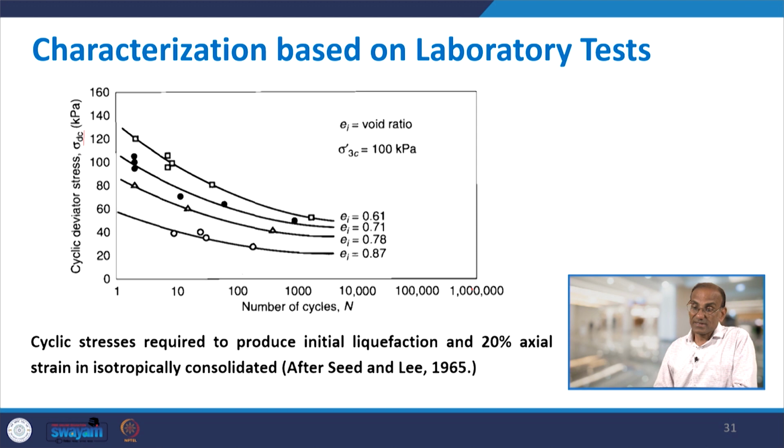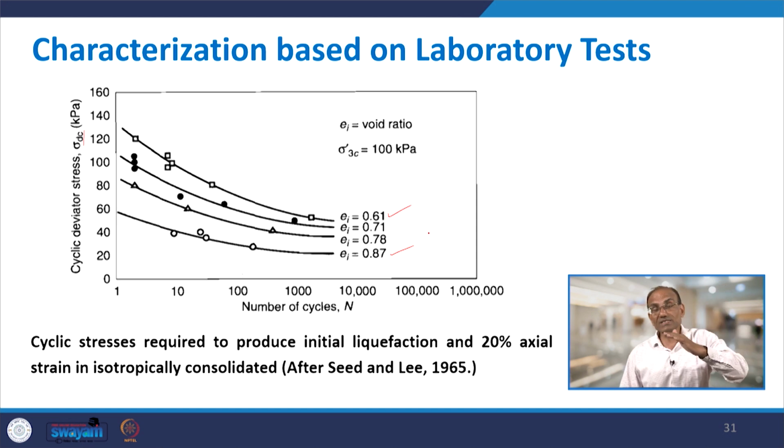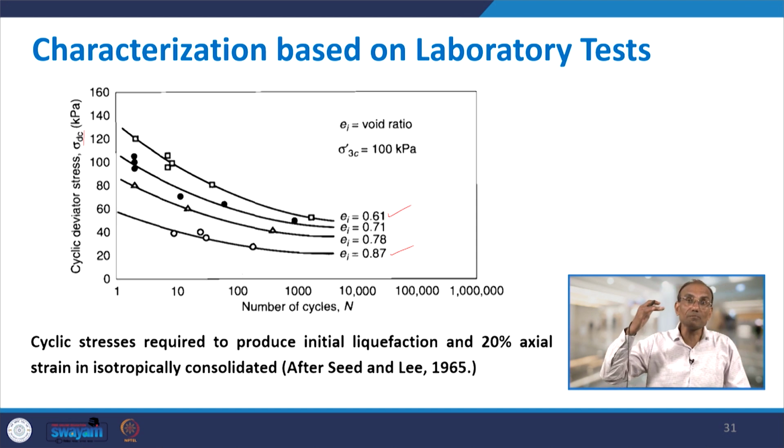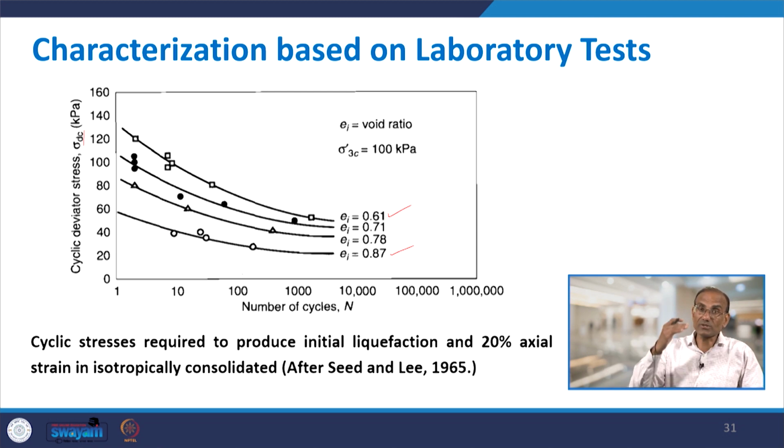So, here you see that there are 4 curves in this figure, and these 4 curves are for different void ratios. The top one is for void ratio 0.61 and the bottom is for 0.87. When the void ratio is increasing, that means your sample is getting loose. So, the top sample is the dense sample, while the bottom curve belongs to the loose sample.